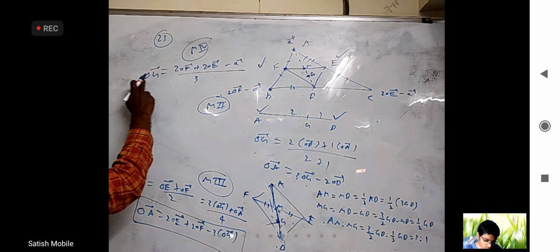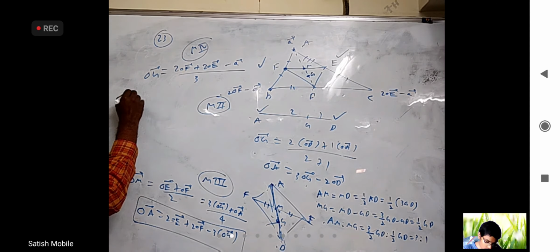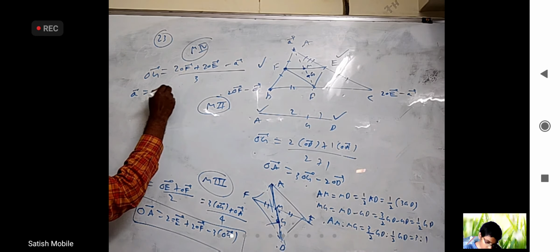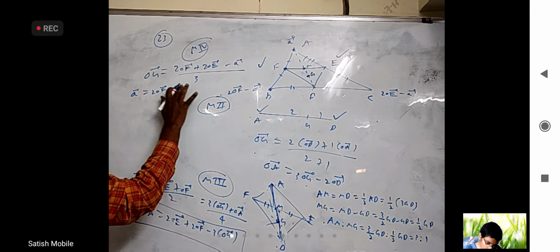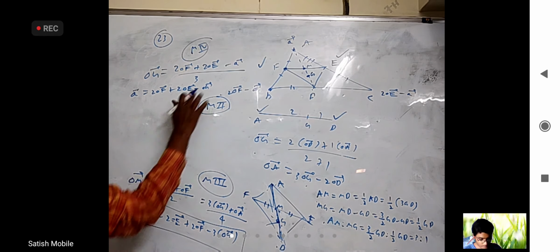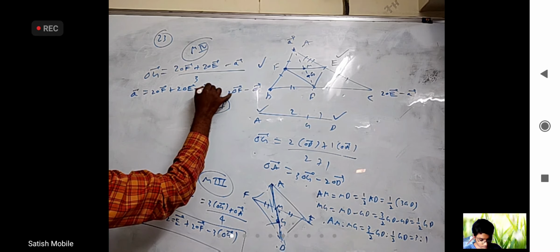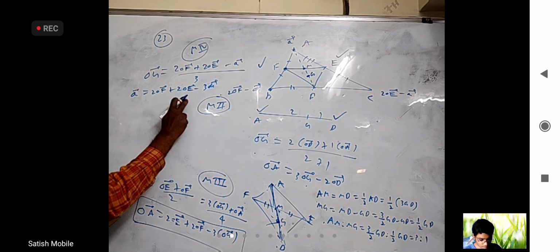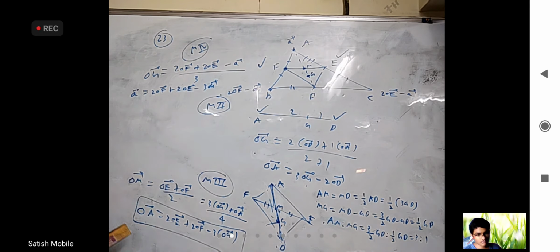Bring 3 here, A bar this side, this one that side, what will come? A bar is equal to 2 OF bar plus 2 times OE bar minus 3 OG bar. You know OF, you know OE, you know OG, so just substitute, you'll get the answer.